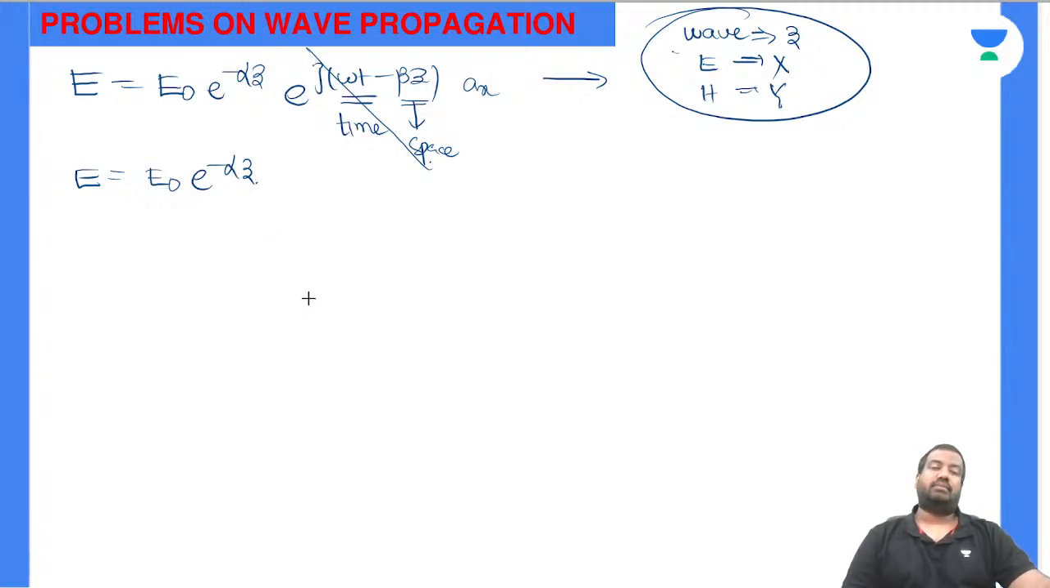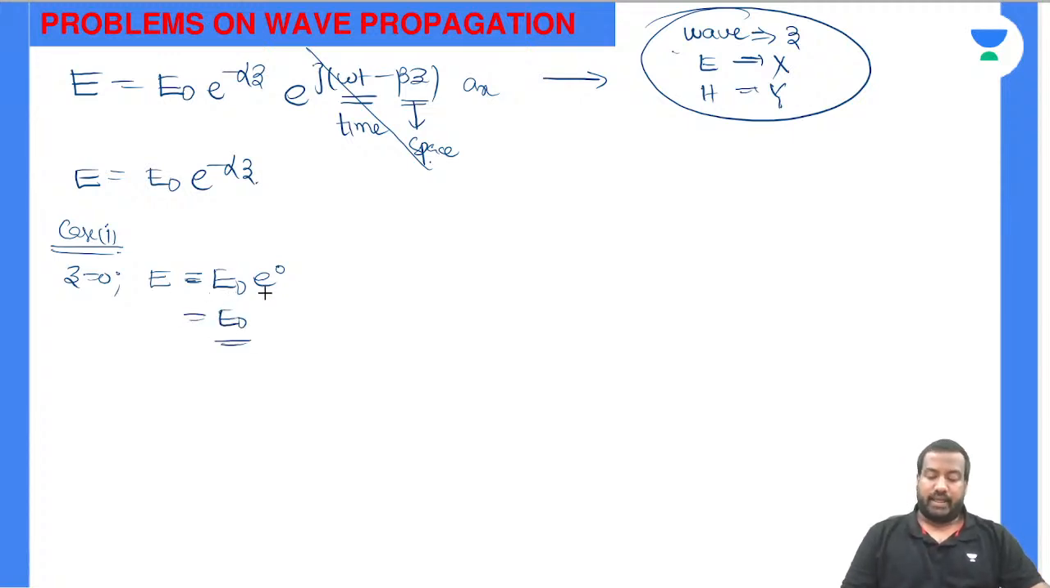Now, case 1, when z is 0, the initial value, it has not travelled, on the surface of the conductor, I mean to say. E is E naught into e power 0, so E is equal to E naught. Yes, initially the amplitude is E naught. It is correct.